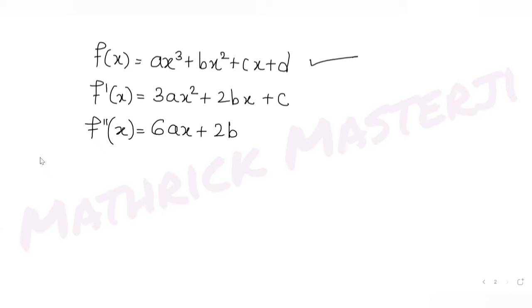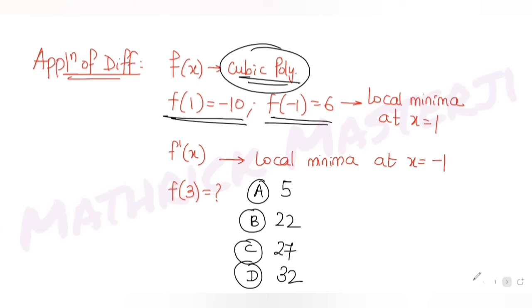At x equals 1, f of 1 becomes a into 1 cubed, which is 1, plus b into 1 squared, which is 1, plus c into 1 plus d. So you have a plus b plus c plus d, the addition of all the constants, equals minus 10.